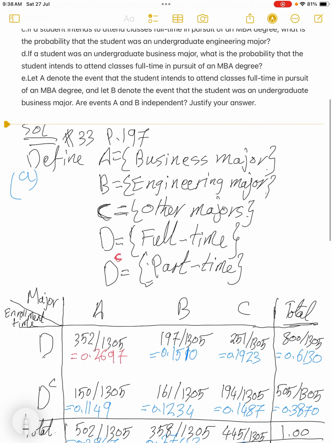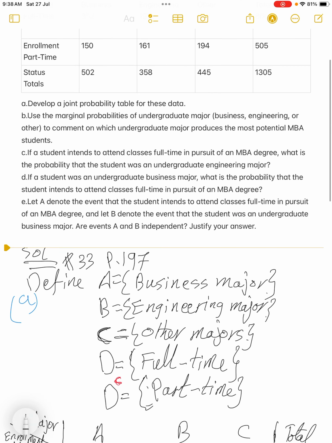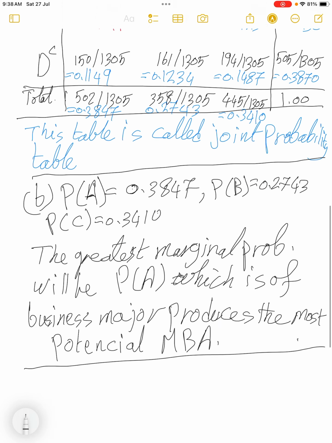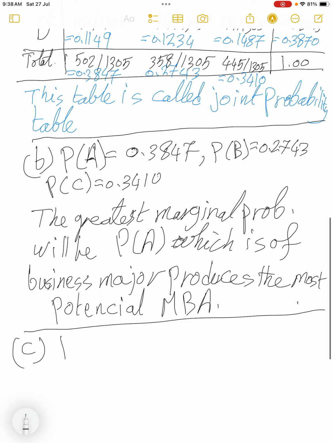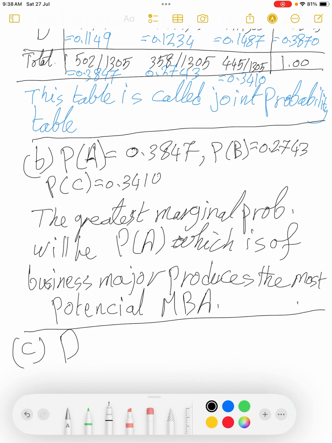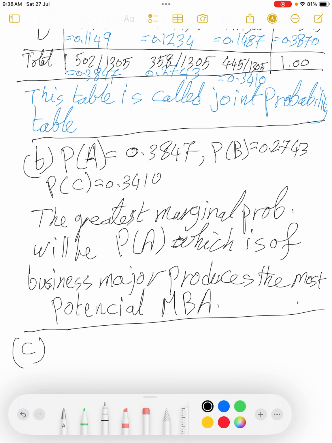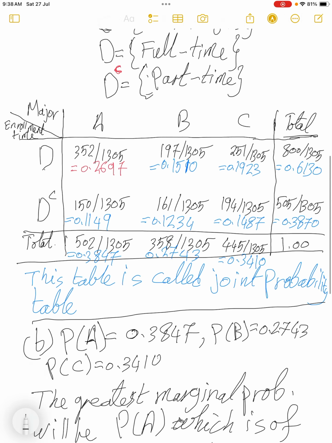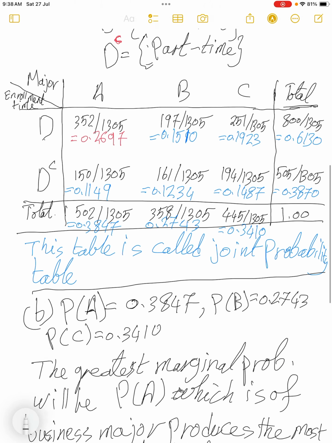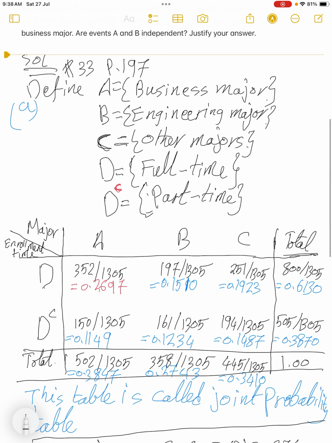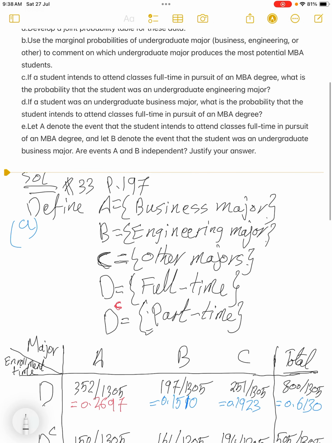Here I finish part B. Part C: if a student intends to attend the classes full time in pursuit of an MBA. I will erase it, sorry. The probability that he wants to attend full time, yes, which I define as the D event.